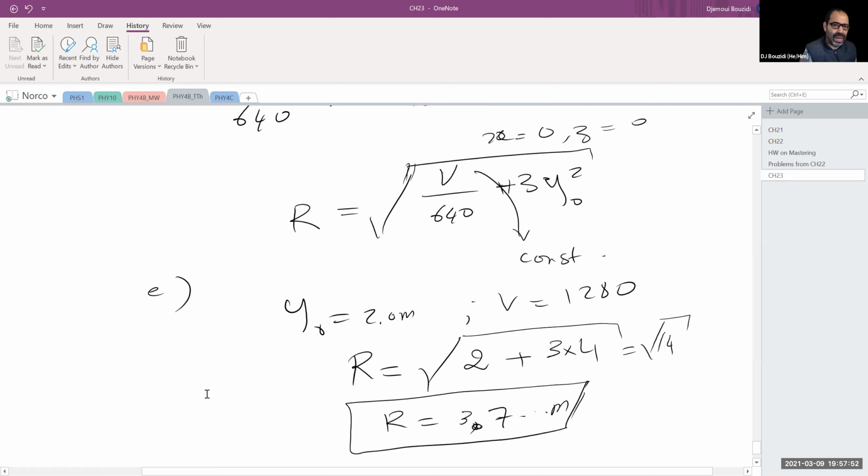It's a good idea to plug this number in the calculator and see exactly what this number is. Square root of 14. 3.74. Okay. 3.74 meters. So this is for 1,280 volt at 2 meters away from it.